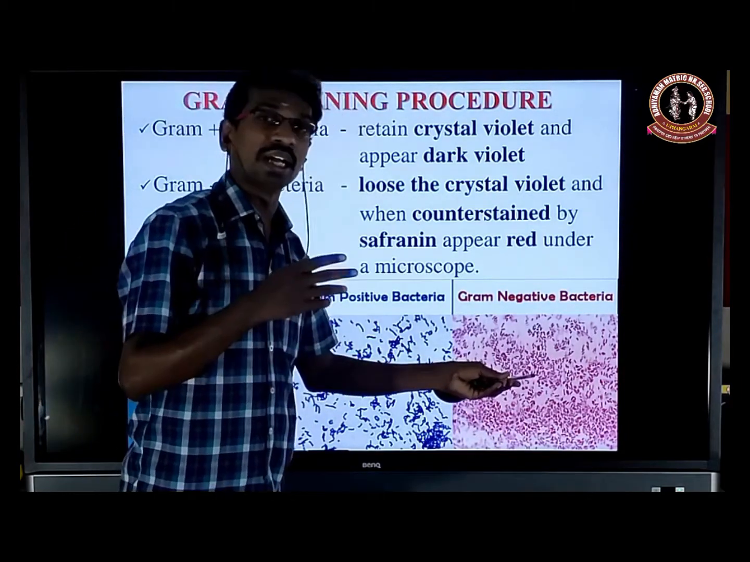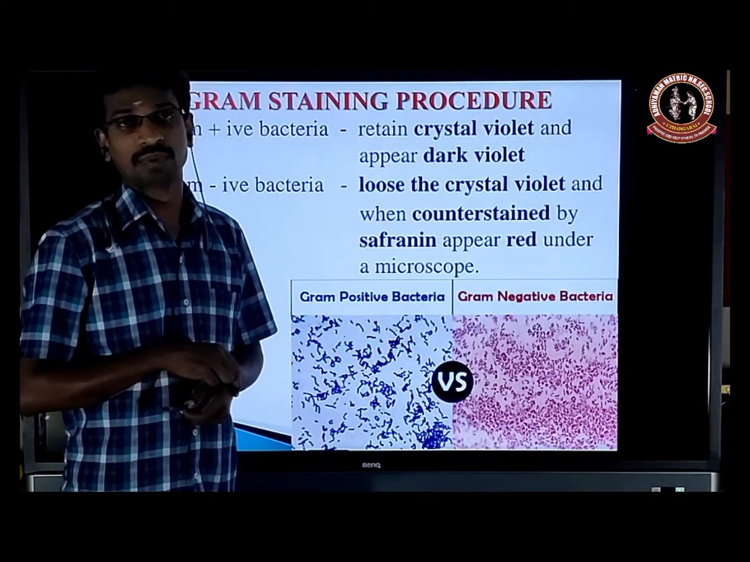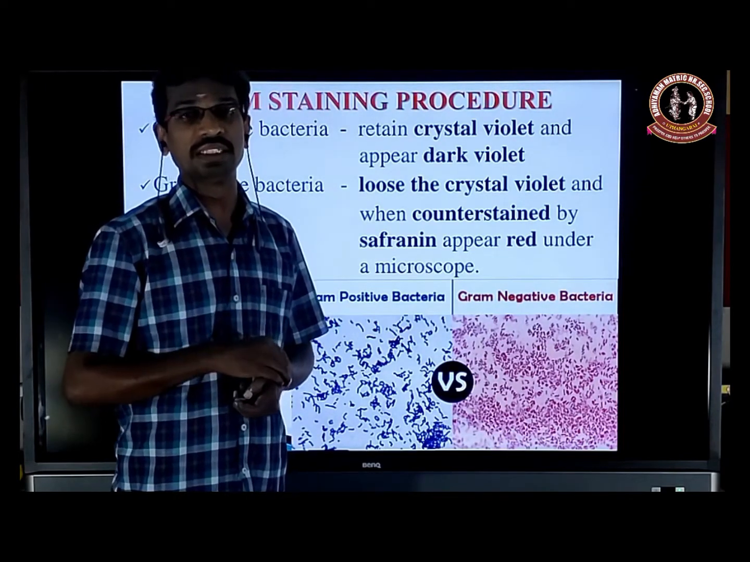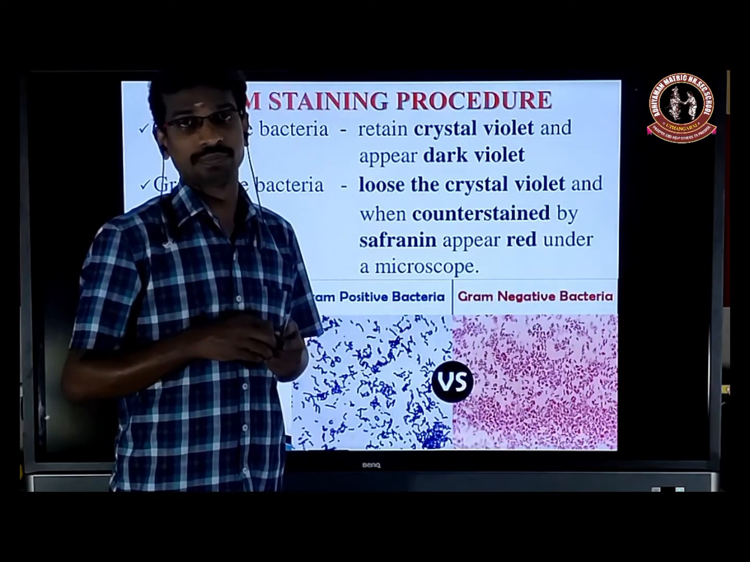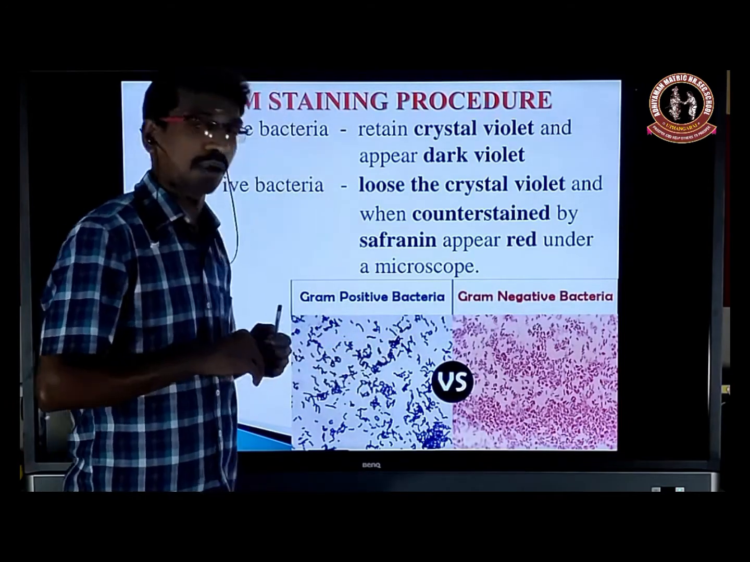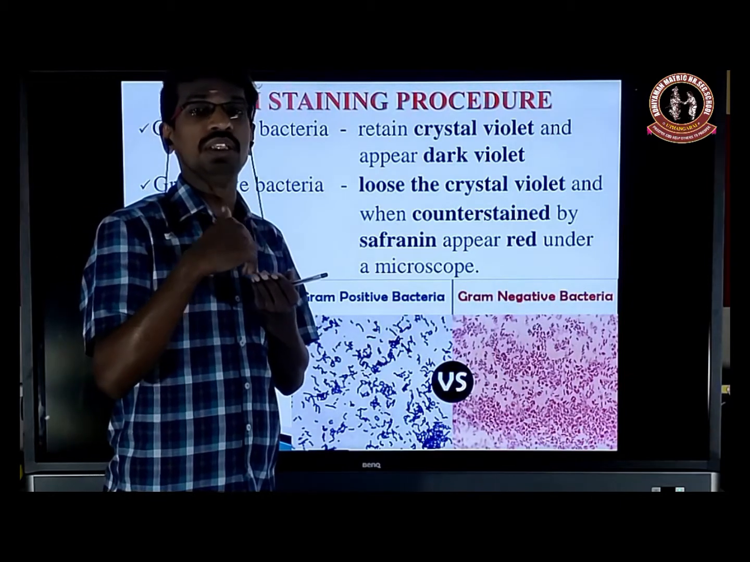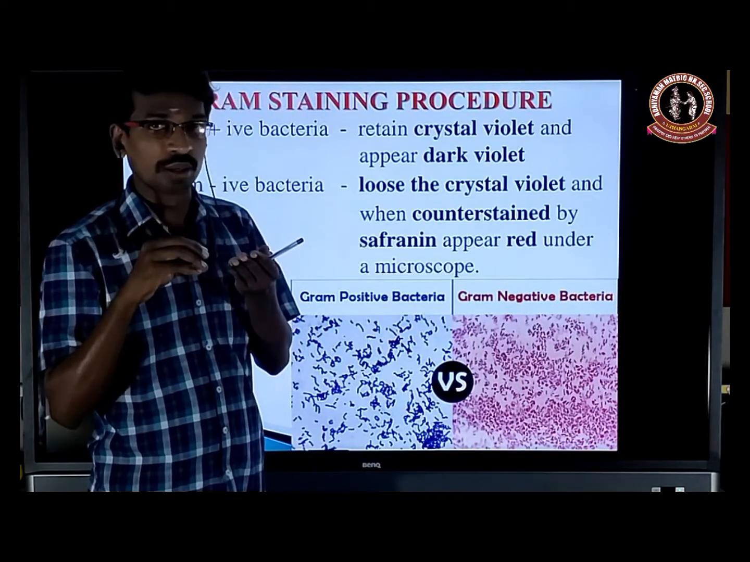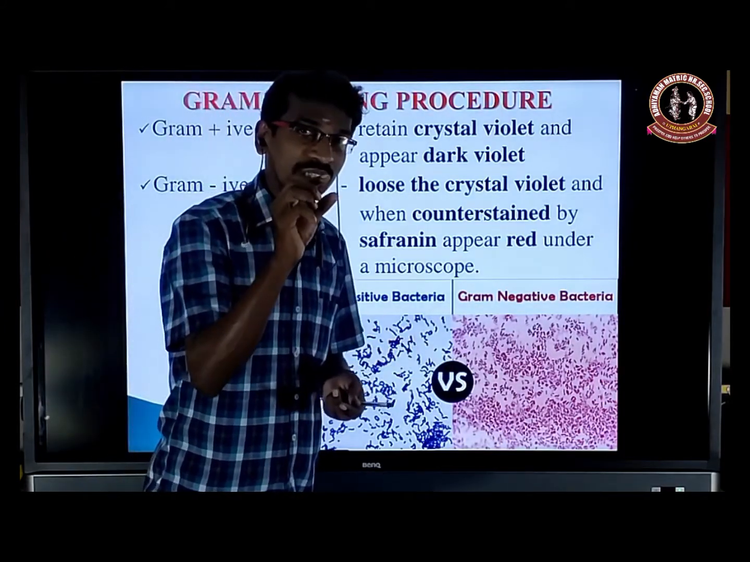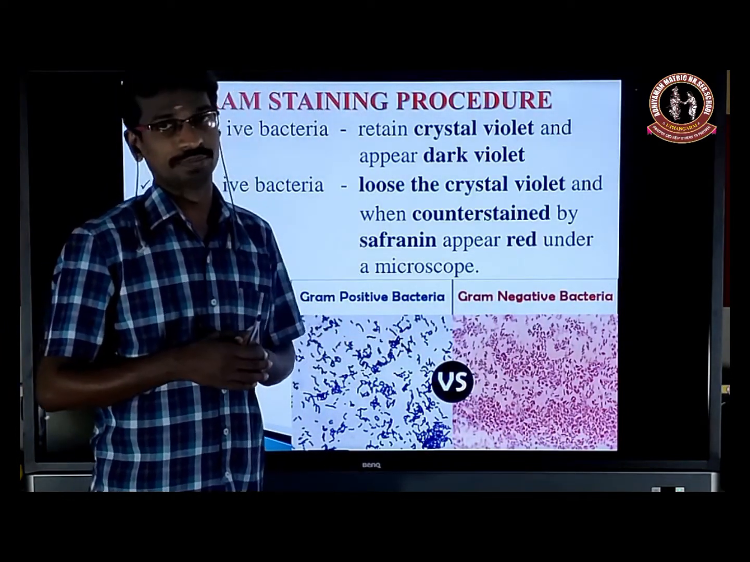These bacteria will lose the color when using a decolorizing agent like ethanol or organic acid. If you use a decolorizing agent, it will remove the color from the surface. Due to the presence of a thick cell wall, only the surface of the cell wall layer loses the violet color, but the inner cell wall layer still contains violet color. But here the cell wall is thin, so you can easily remove the violet color using the decolorizing agent.